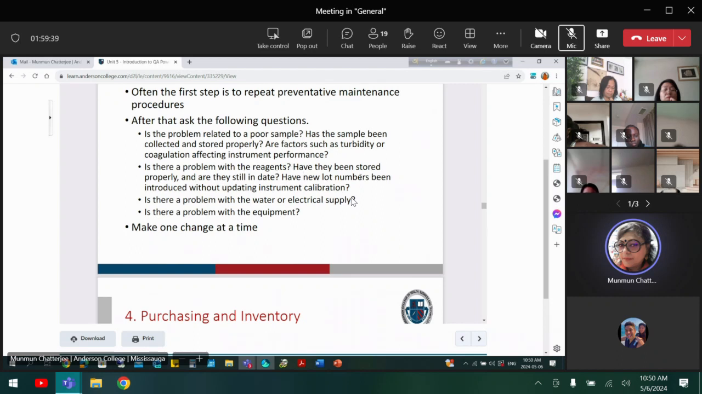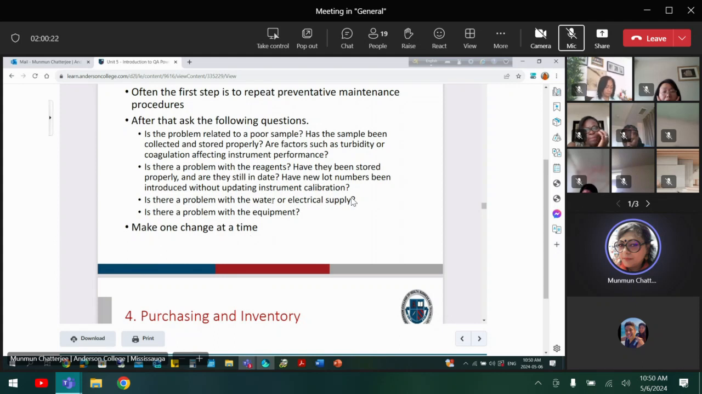Is there any problem with reagents? Have they been stored properly? Are they still in date, that means not expired? Have new lot numbers been introduced without updating instrument calibration? So you have finished one set and received a new set of chemicals. You have to standardize again, because the instrument's memory has the old lot. With the new chemicals, you have to standardize everything to make sure that the standard is calibrated to the instrument and gives the exact standard value.